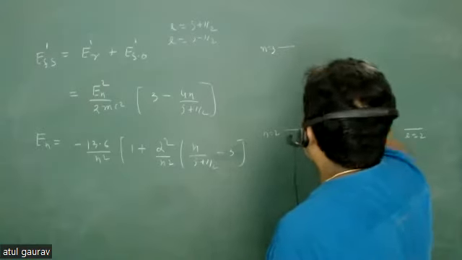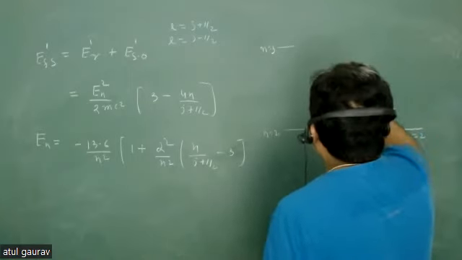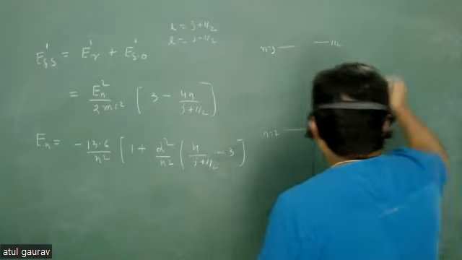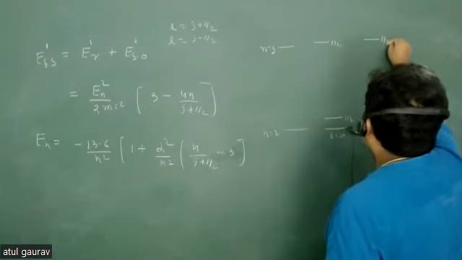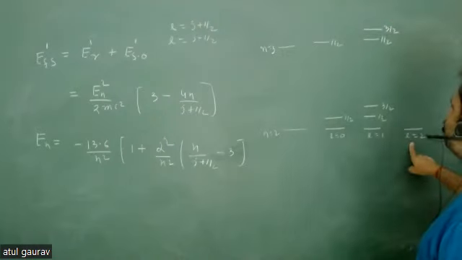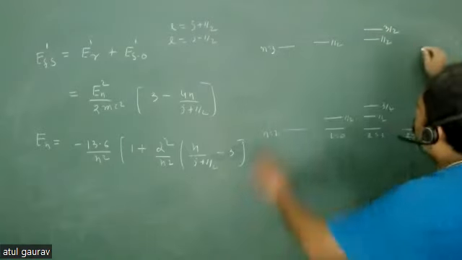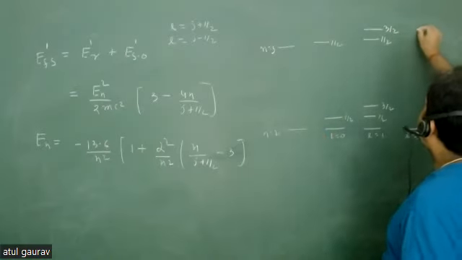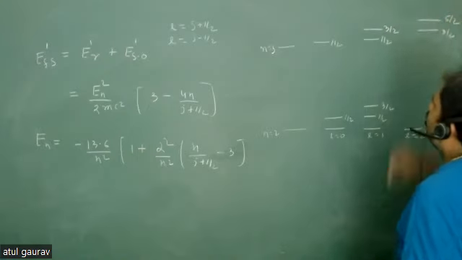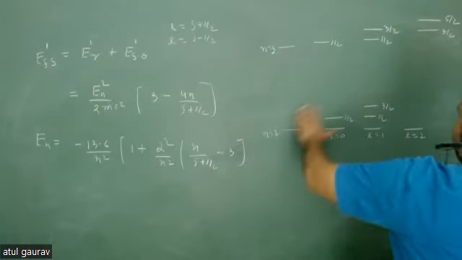Now what will happen for N is equal to 3? L is equal to 0? L is equal to 1? 0 and 2. For L is equal to 0 we have half. For L is equal to 1 we have half and 3/2. And L is equal to 2 is also possible, so I am writing it here: 3/2 as well as 5/2. Okay. So now you can see your transition can take place.